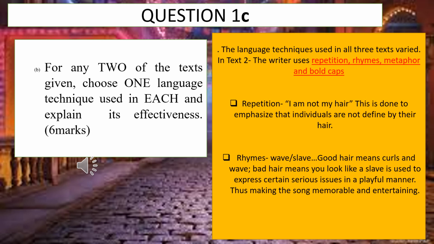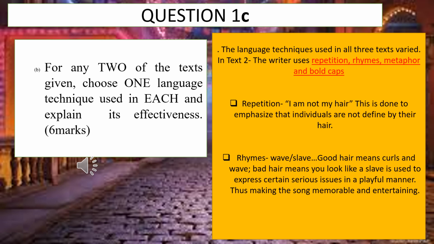The techniques used in all three varied. In text 2, again, the writer uses repetition, rhymes, metaphor, and bold caps. Repetition: I am not my hair. This is done to emphasize that individuals are not defined by their hair. And then rhymes: wave and slave.